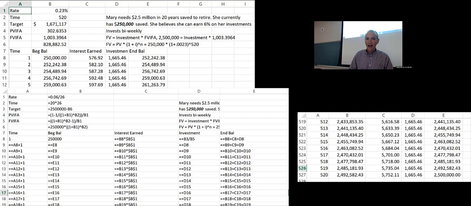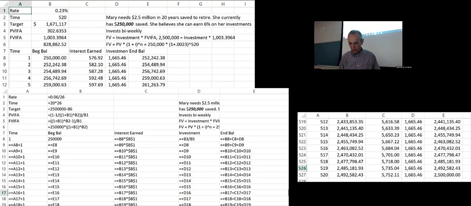All right, so for how many bi-weeks is she going to invest? 20 years. Yeah, times 26. That's always going to be the case. If you divide your rate by 26, you're going to multiply your time by 26. If you divide by 52, you're going to multiply by 52. Divide by 12, you're going to multiply by 12. So those two will always go together. So she's going to make 520 investments, and she'll make about 0.23% each of those bi-weeks.